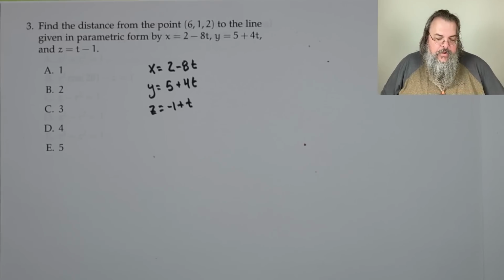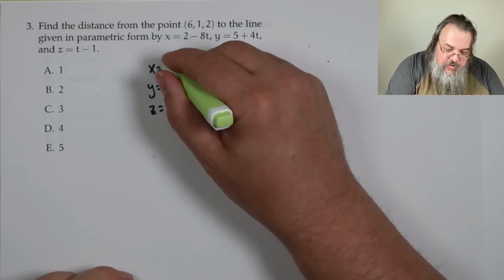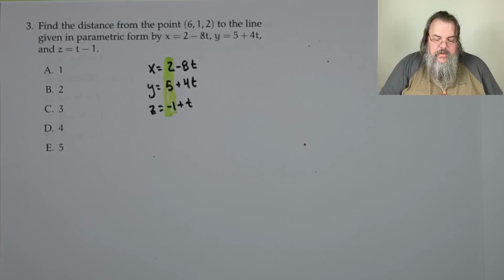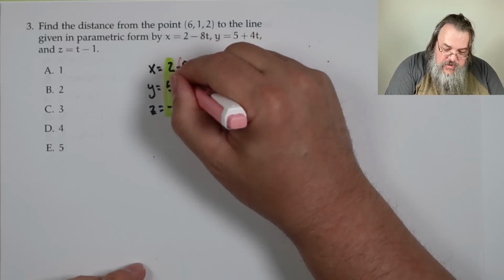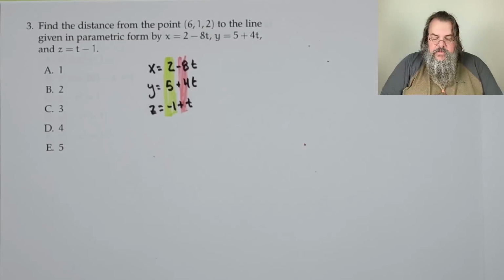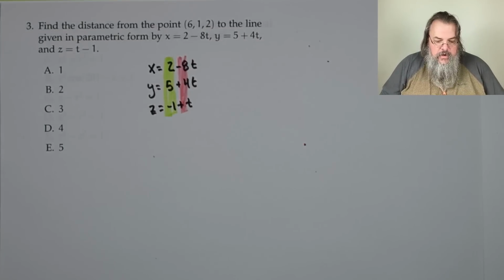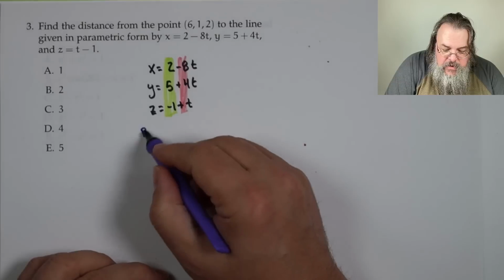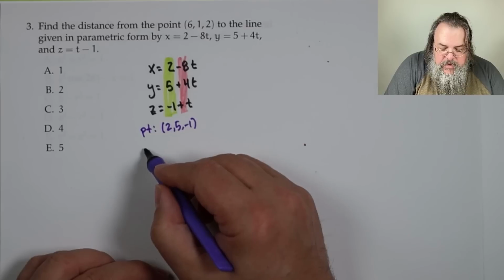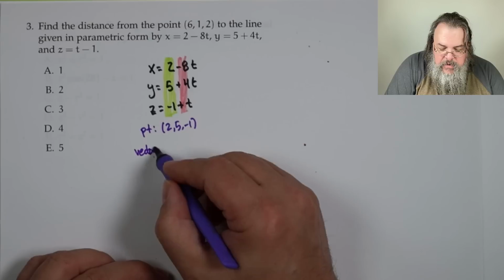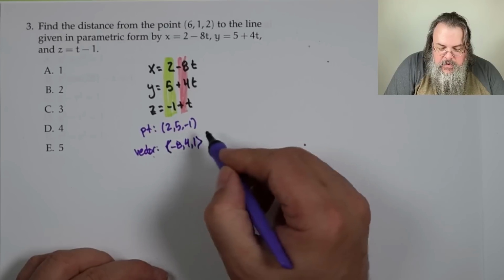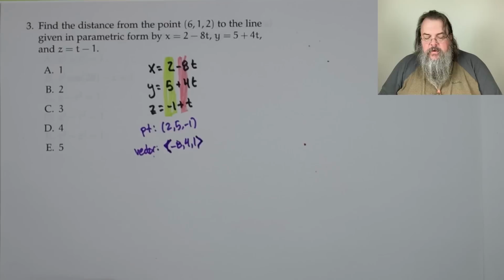And how do we do that? Well, the point, that's your constants. So there's the point. And then the direction vector, that's what's in front of your t's. So that's this piece here. All right, so we're going to make some notes here. We have our point, which is (2, 5, -1), and our vector is (-8, 4, 1). And got to use those sharp corners.